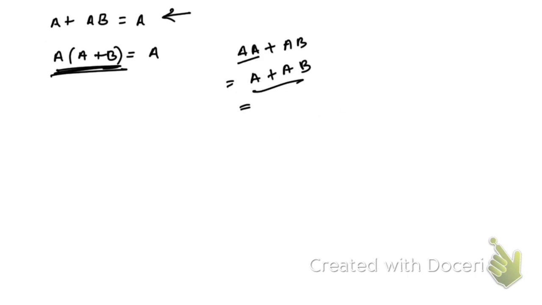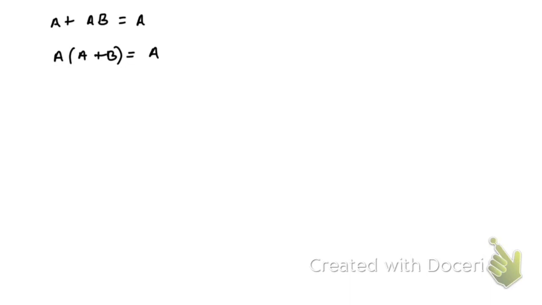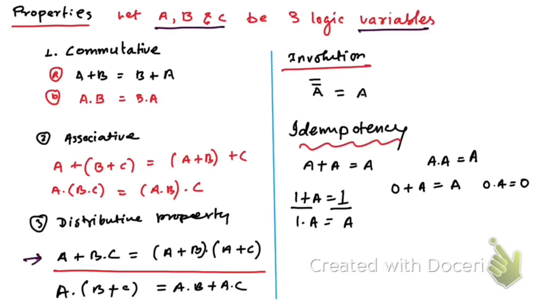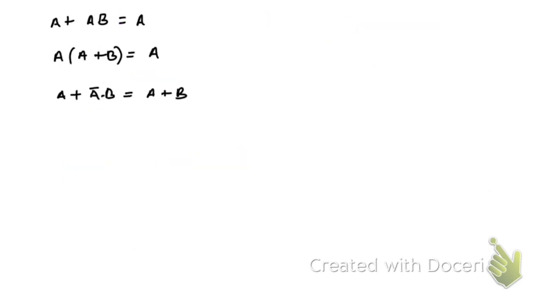Now let us discuss the next property. That is also a very important property. Here you must know this one: A plus not A into B, that's going to be equal to A plus B. Okay, A plus not A and B into B, that's going to be A plus B. Now you see, we have already got this property. You can say this one, according to this property. Let me copy this one. Okay, let me paste here.